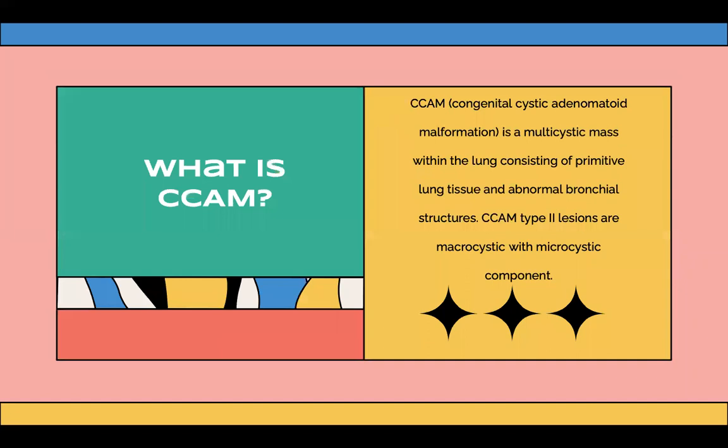CCAM is a multicystic mass found within the lungs, consisting of primitive lung tissue and abnormal bronchial structures. Once again, CCAM type 2 lesions are macrocystic with microcystic components. There are three types of CCAM. CCAM type 1 is macrocystic, and CCAM type 3 is microcystic. Type 3 is usually the most fatal. It has the worst prognosis.